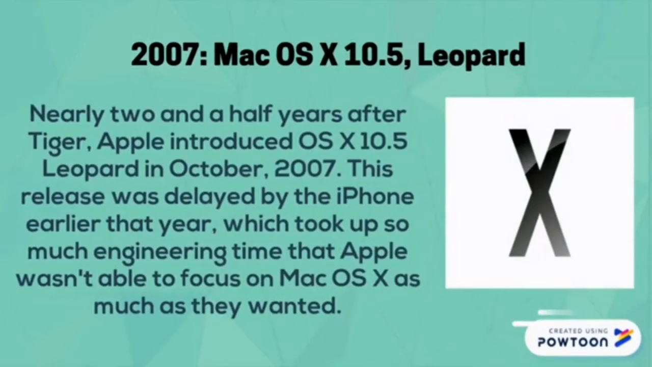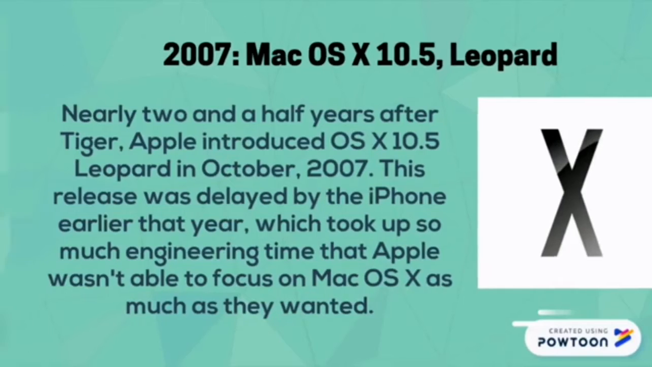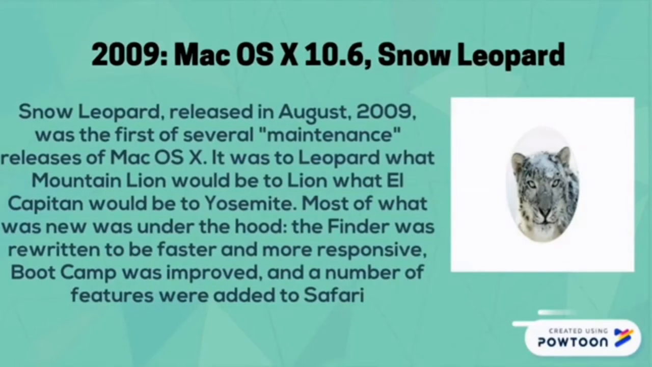Mac OS Leopard. Nearly 2.5 years after Tiger, Apple introduced OS X 10.5 Leopard in October 2007. This release was delayed by the iPhone earlier that year, which took up so much engineering time that Apple wasn't able to focus on Mac OS as much as they wanted. Snow Leopard was released in August 2009. It was to Leopard what Mountain Lion would be to Lion, what El Capitan would be to Yosemite.